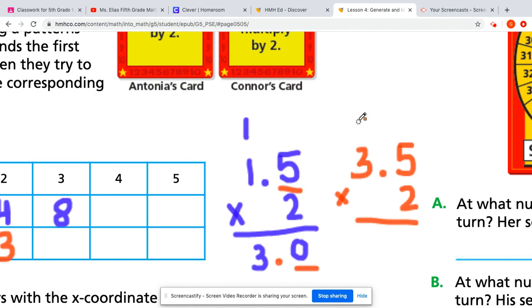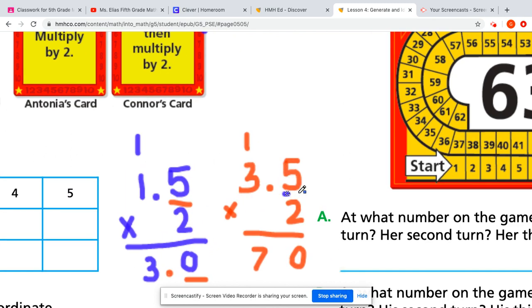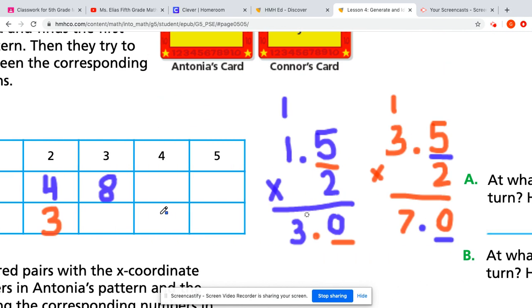Okay, 5 times 2 is again 10. 3 times 2 is 6, plus 1, that's 7. Again, I'm going to count how many digits I have behind the decimal. I have 1, none in the second number, so I'm just going to have 1 digit behind the decimal in my answer. So his second card is 7.